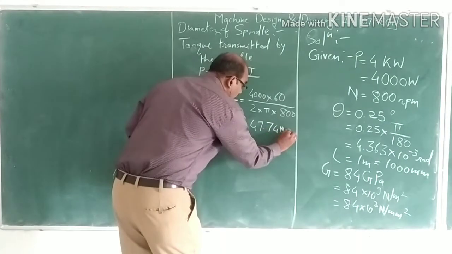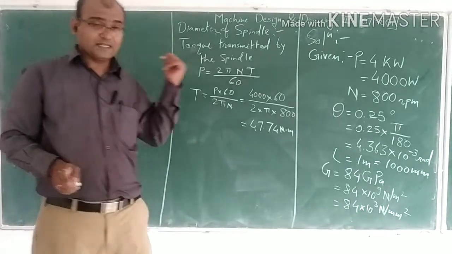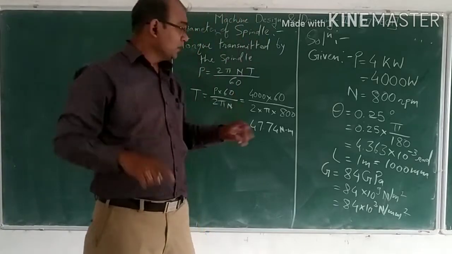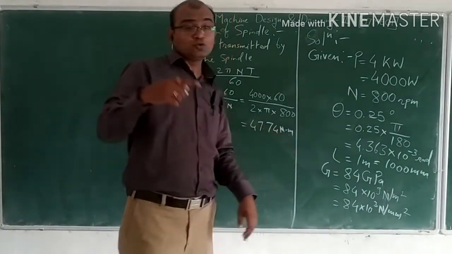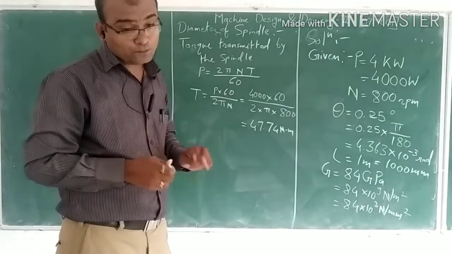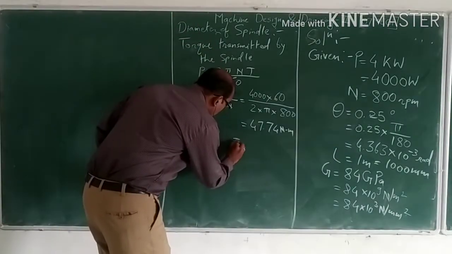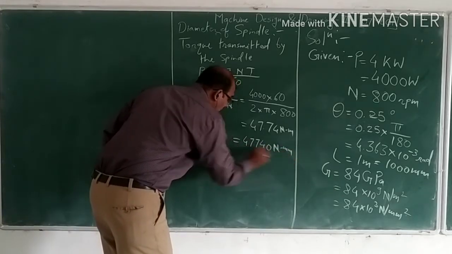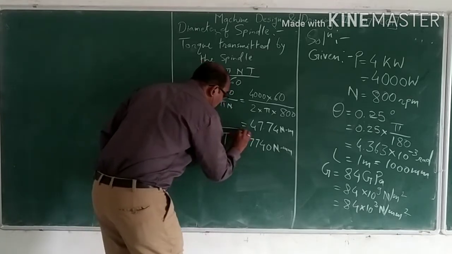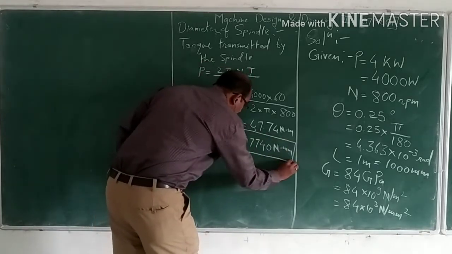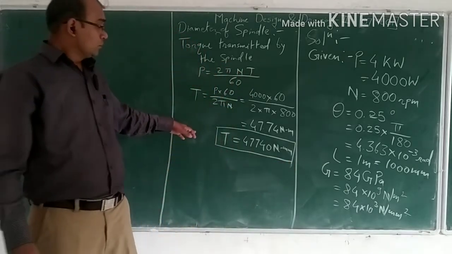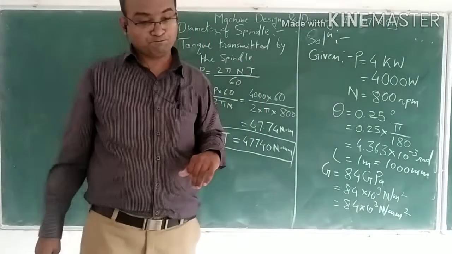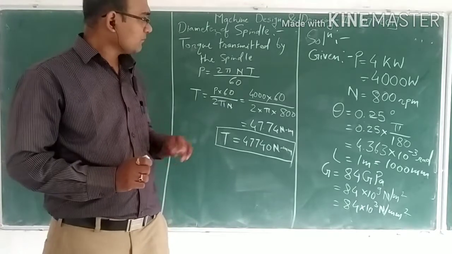But remember that we require the diameter of the spindle, small d, in mm. So we can convert Newton meter to Newton mm. So T equal to 47,740 Newton mm.